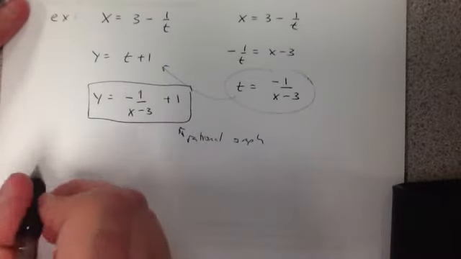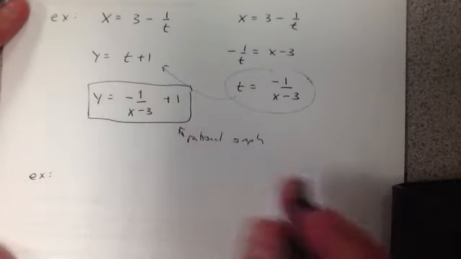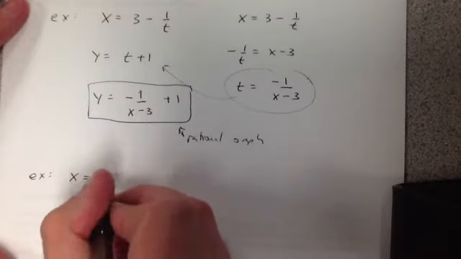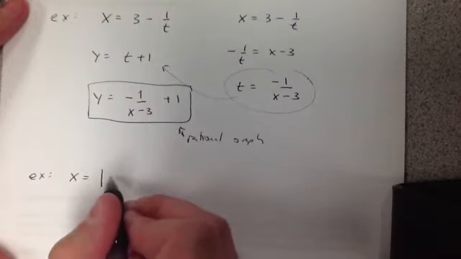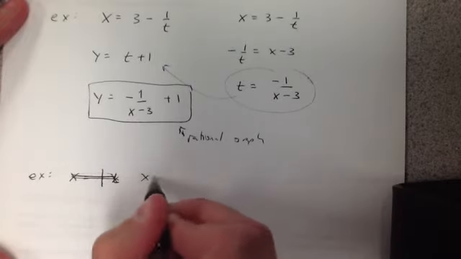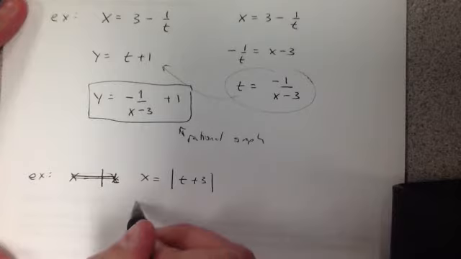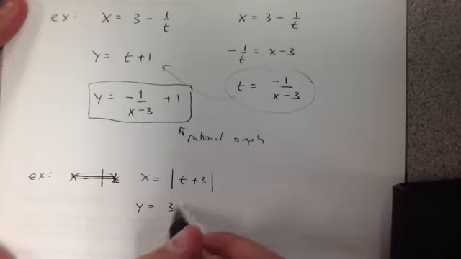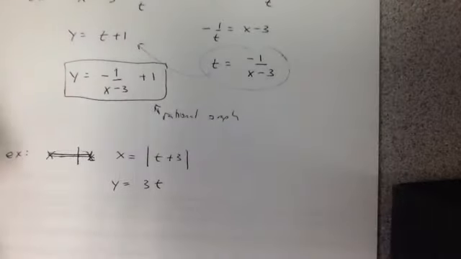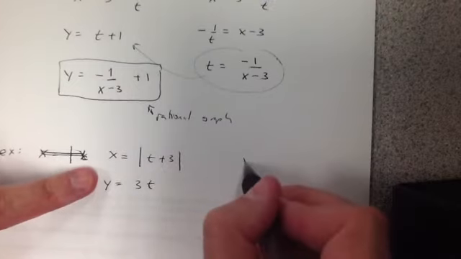And of course, you can do this with all sorts of problems. Watch this one. Let's do this one with absolute value. Y equals the absolute value of x. Whoops, that should be a t. Let's start over here. Y equals the absolute value of t plus 3, and on the bottom, y equals 3t. And I want to eliminate the parameter. Let's take a look here.